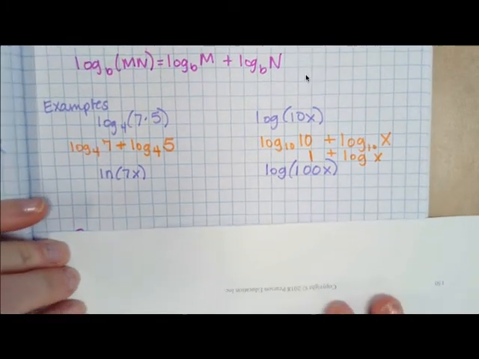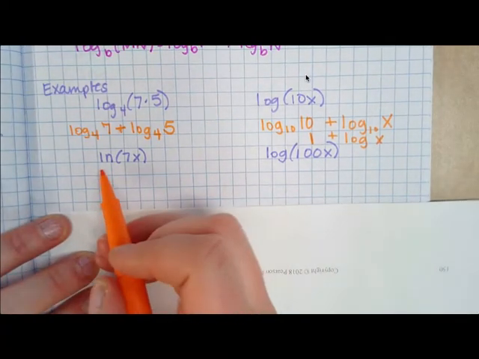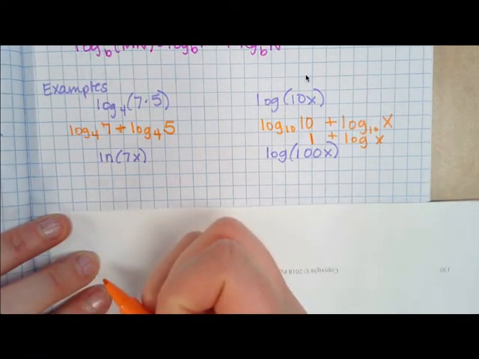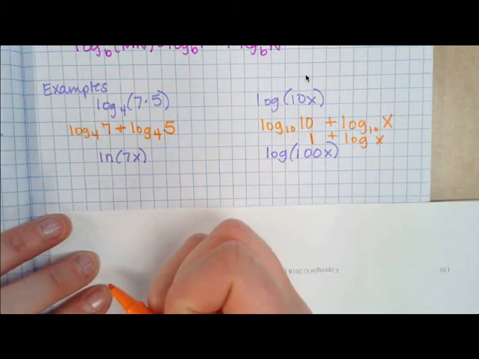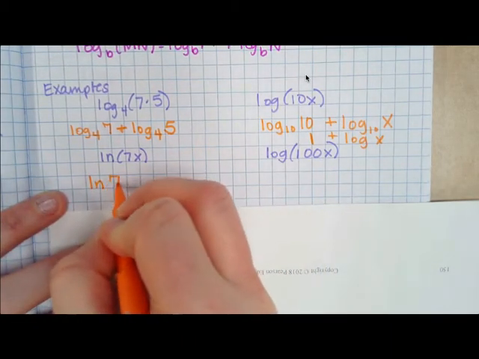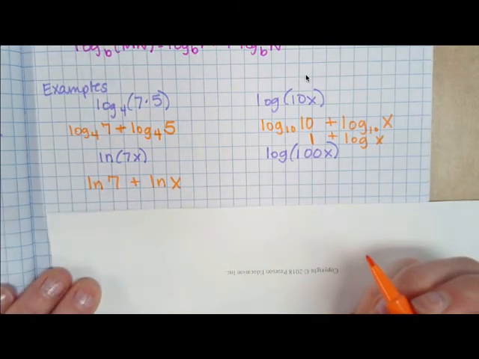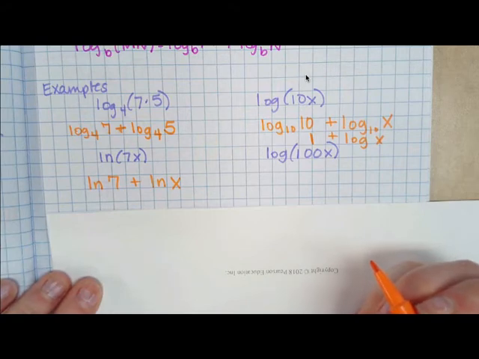The next one, ln 7x. Remember, ln means our natural log. It's log base e. So we can write this as ln 7 plus ln x. And that's all we can do there.